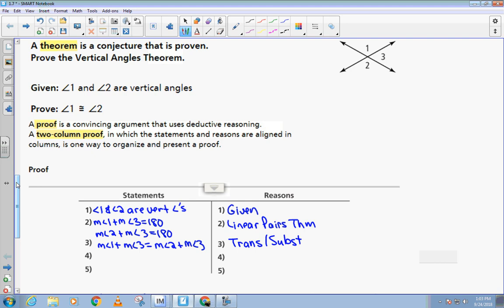Alright, so what's going to have to happen here? I have to subtract angle 3 from both sides. So that gives me the measure of angle 1 equals the measure of angle 2 by subtraction. Okay? And so I'm almost there. Now what do I have to do? Change it to congruent. So angle 1 is congruent to angle 2, and that's definition of congruence.